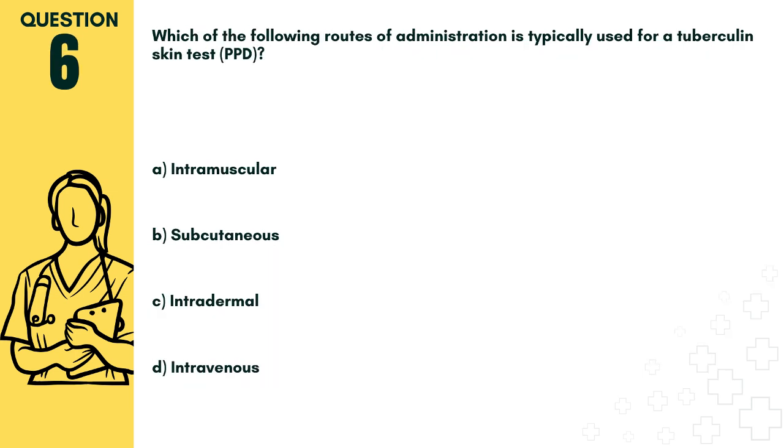Question 6. Which of the following routes of administration is typically used for a tuberculin skin test, PPD? A. Intramuscular. B. Subcutaneous. C. Intradermal. D. Intravenous.